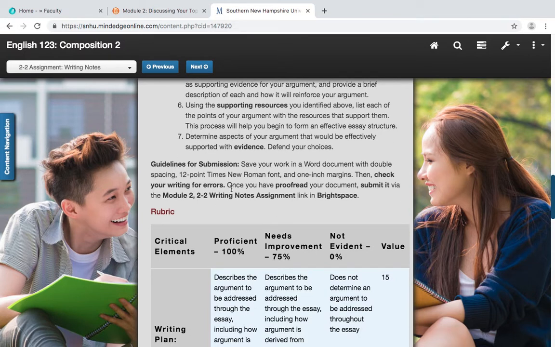Guidelines for submission. So right here, and for all of the larger assignments, it tells you exactly what you need to do for formatting. So make sure you follow this, because you don't want to lose these points. These are easy points.